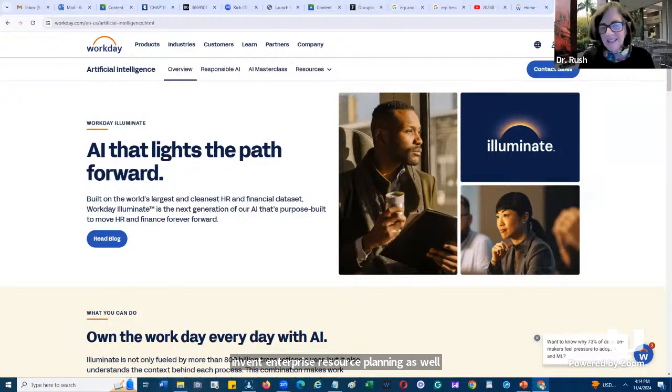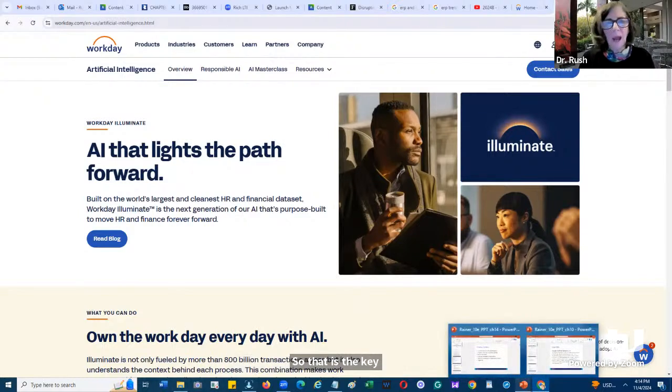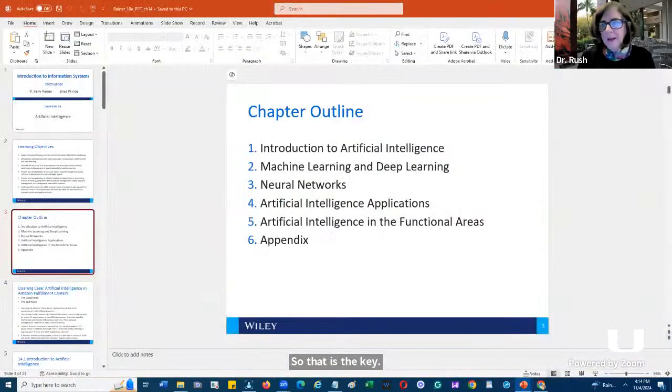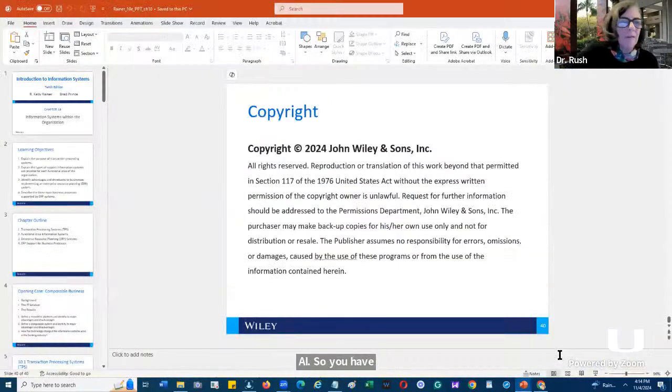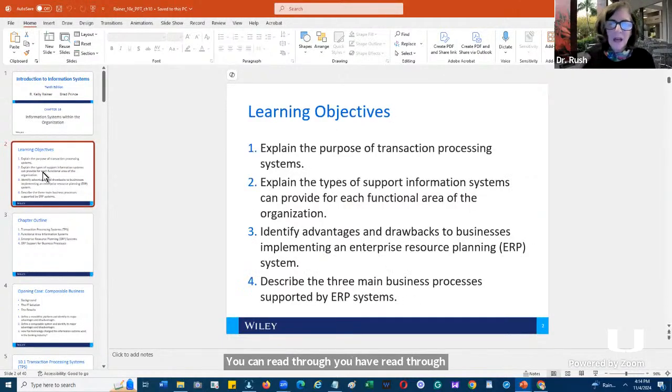So that is the key when you think about AI. So you can read through, you have ones here on information systems. They talk about what they call transaction processing systems. They talk about functional areas. They talk about identify the advantages and drawbacks of ERP systems and what are the three main processes.